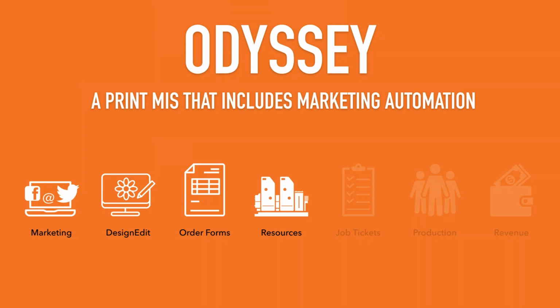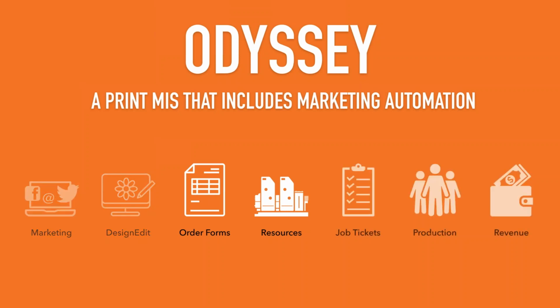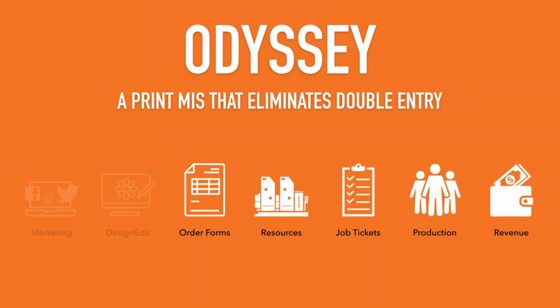Now let's take a look back at that middle part again, because remember, we started by saying the order forms are the interface to the resources. What happens on the other half of that equation? And so we're going to focus on that a little bit now. That's the other big target we are after, is making sure that Odyssey is a print MIS that eliminates double entry. So if you take a look at that, we've got the resources connected to the job ticket.